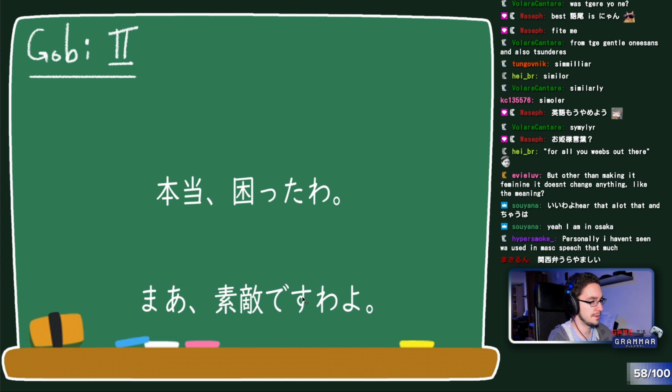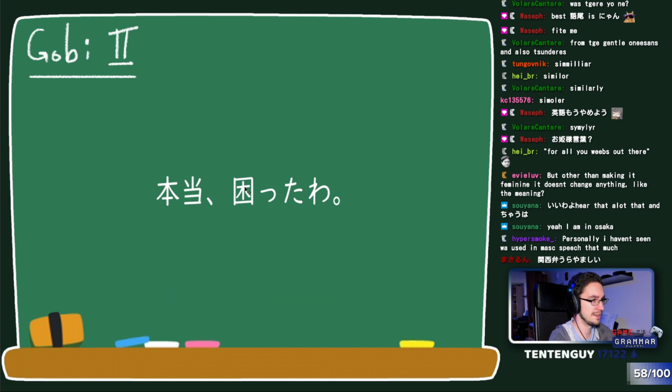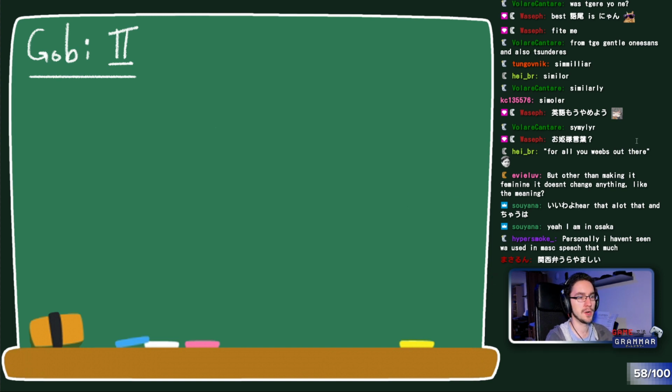So I'm gonna get rid of you. Bye-bye. And then the next one we're going to talk about, particle 2, is an interesting one. We're going to talk about na. We're going to talk about na as a sentence-ending particle.